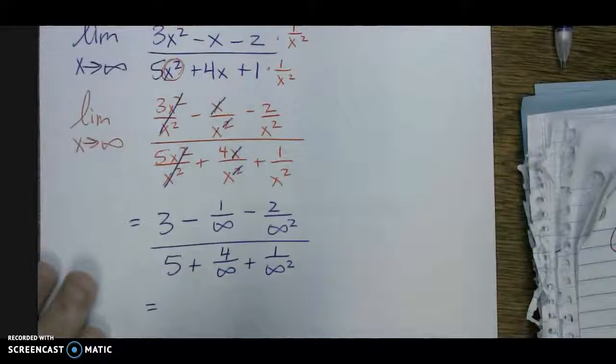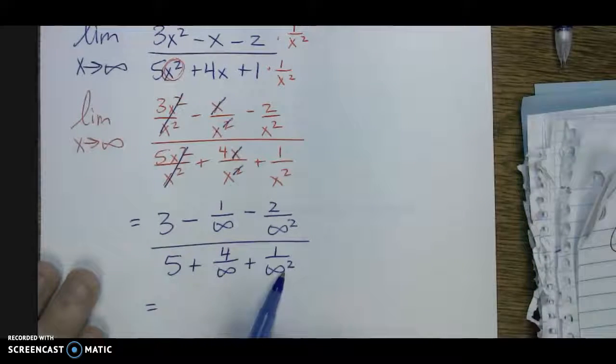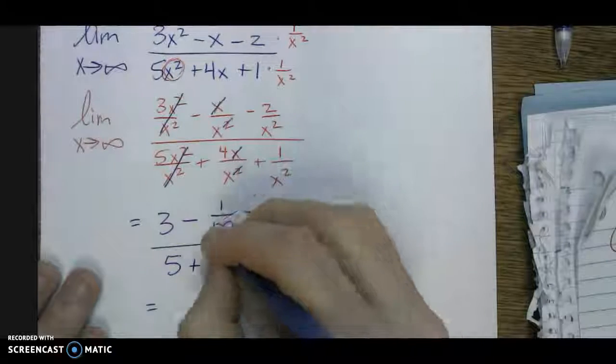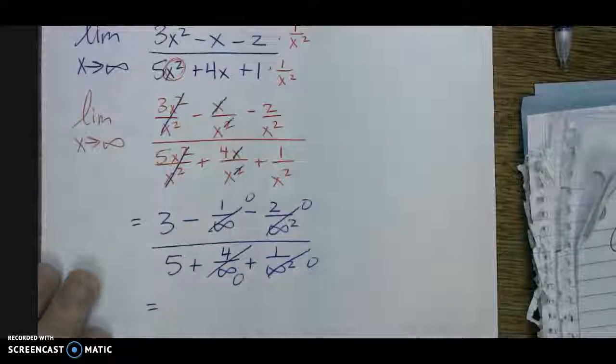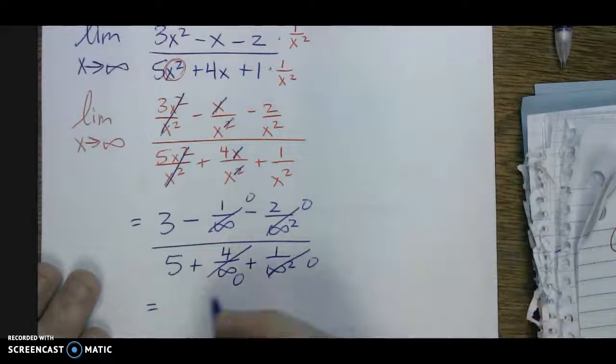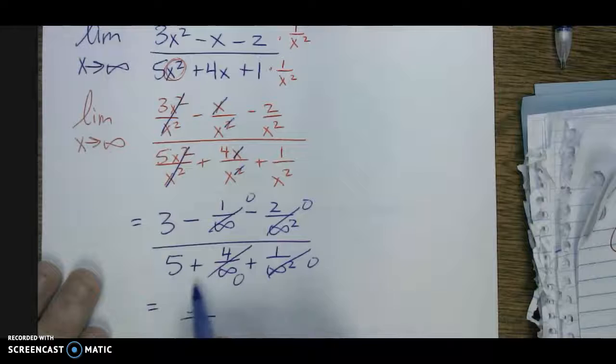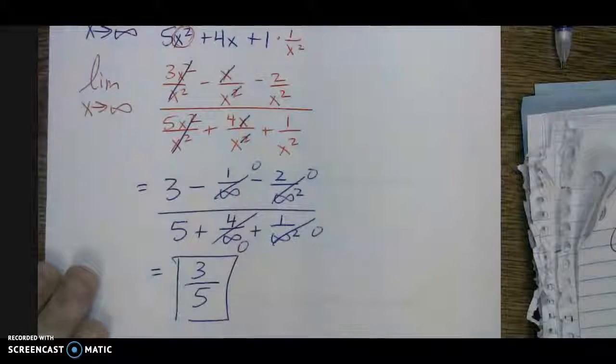And what we just saw is anytime you have a number divided by infinity, it ends up going to 0. So this is 0, 0, 0, 0. So we have 3 minus 0, which is 3, 5 plus 0, which is 5. So the limit is 3/5.